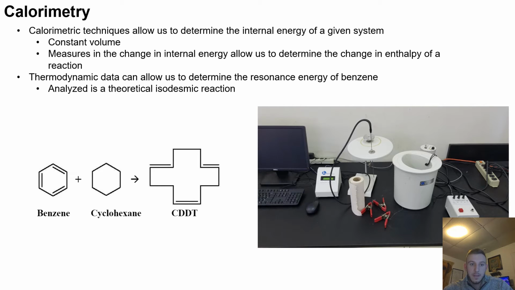Now, what's interesting to note about this, which is basically the definition of an isodesmic reaction, is that benzene is made out of 3 double bonds and 3 single bonds, without including the bonds with the hydrogens, whereas cyclohexane is made out of 6 single bonds. Now, if we were to theoretically react these two into this compound on the right, CDDT, this CDDT molecule has a total of 9 single bonds and 3 double bonds. And these bonds total up to the amount of bonds found within benzene and cyclohexane. So that's basically the definition of what an isodesmic reaction is.